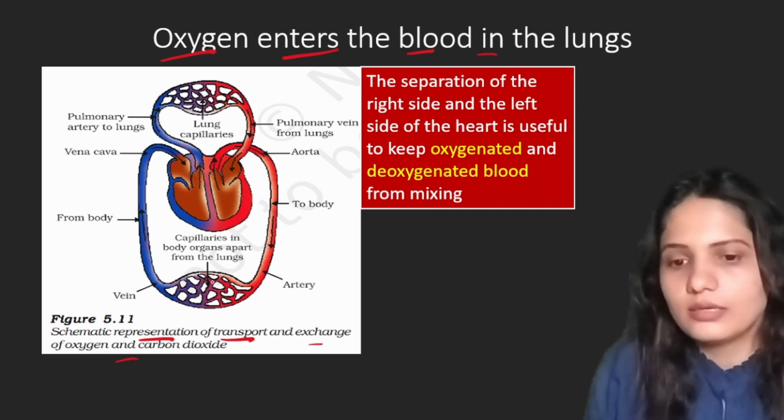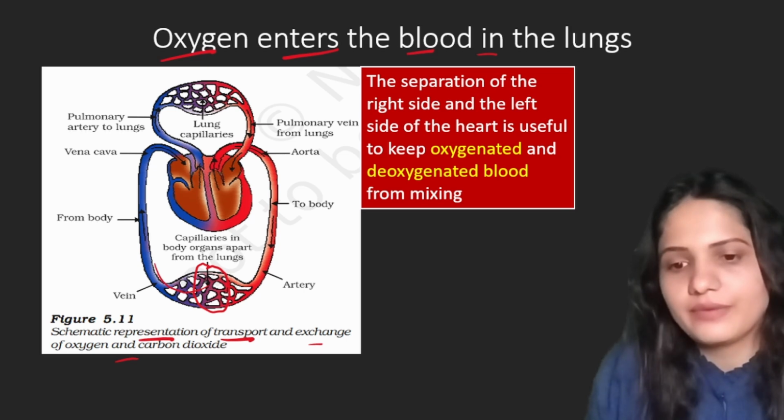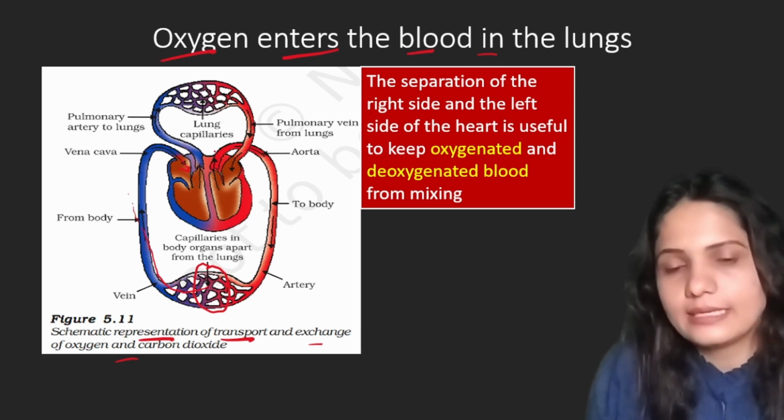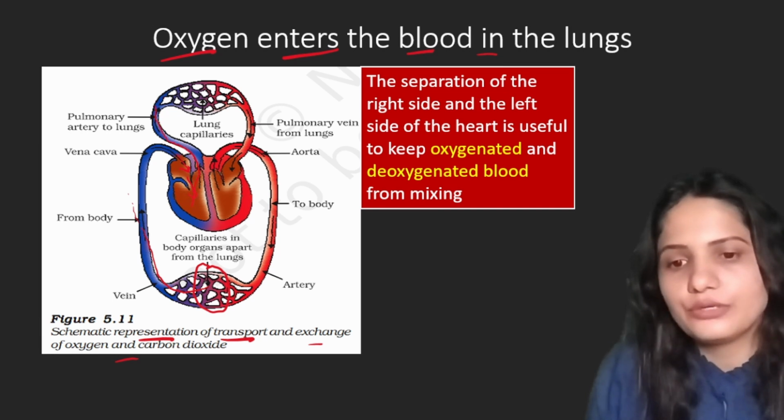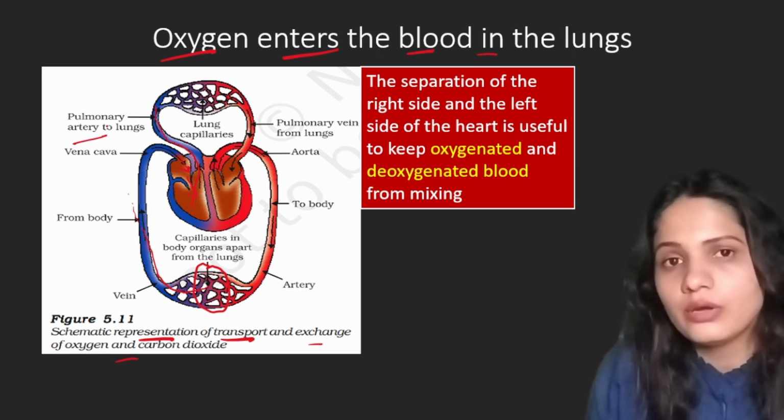This is the heart. This is the body organ. And from the body organ, veins carry deoxygenated blood to the right atrium, and then this blood passes to the right ventricle, and from the right ventricle this blood enters into the lungs through the pulmonary artery. Pulmonary artery I have made clear already.